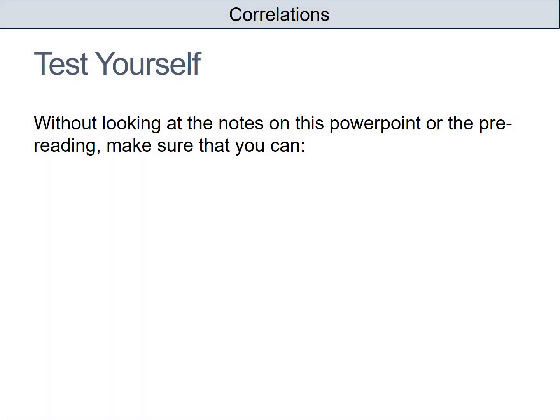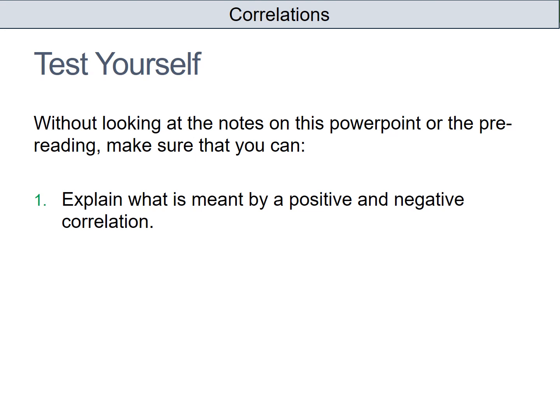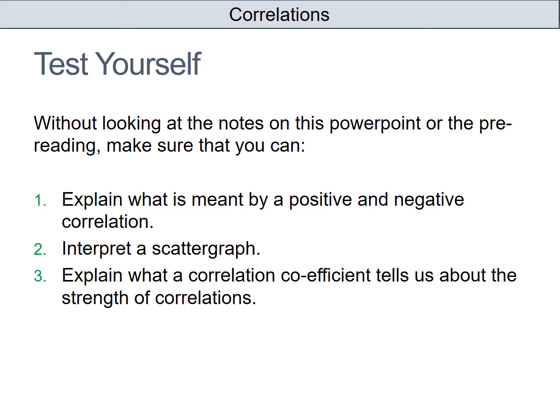So you can have a look at the notes in the pre-reading, re-watch this video if you need to, but before you come into the lesson, make sure that you can explain what we mean by a positive and a negative correlation, that you can interpret a scatter graph in terms of saying what the correlation is and whether it's strong or weak, and also explain what a correlation coefficient tells you about the strength and direction of correlations.